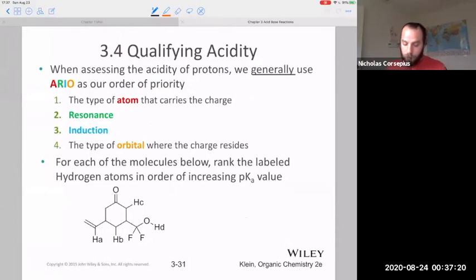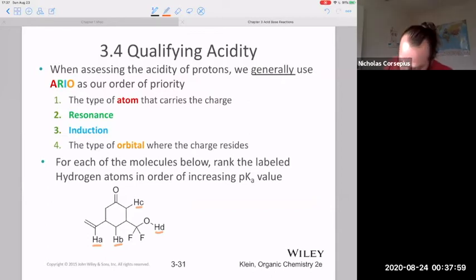Okay, so this is the order of importance, again: the type of atom, which is the most important thing in determining acidity in a molecule. Then resonance, then any inductive forces, and then the type of orbital that atom is found in. So let's take a look at an example. We have 3 protons, and we want to rank them in terms of their acidity. Which one's the most acidic? That's going to get a 1. And then we're going to rank all the way to number 4, which will be the least acidic proton.